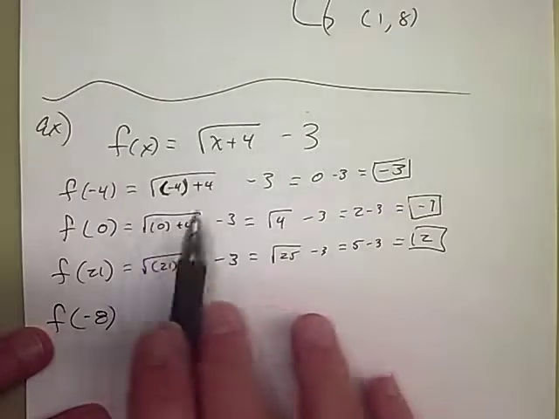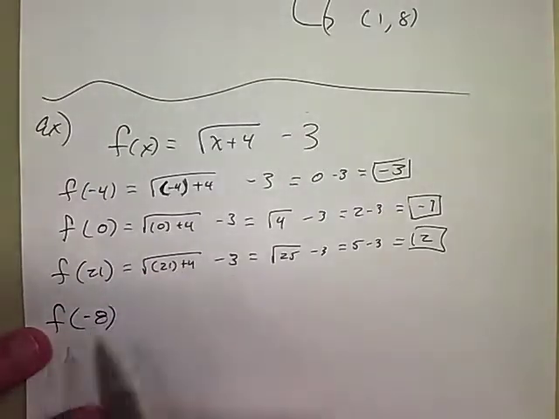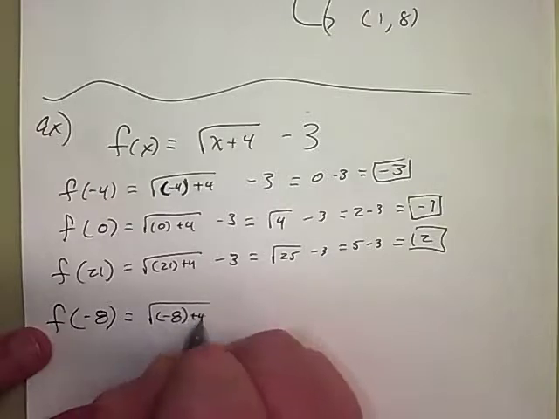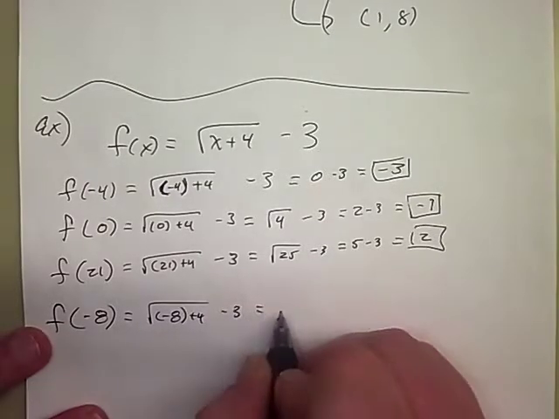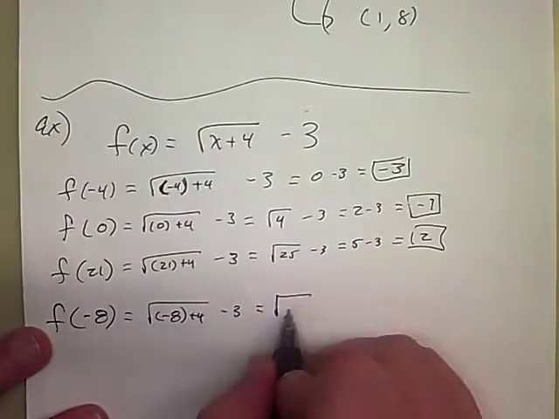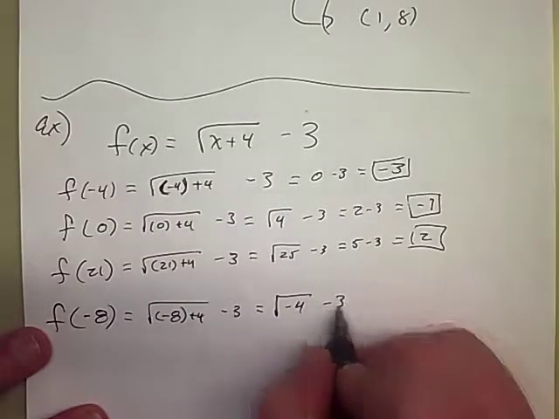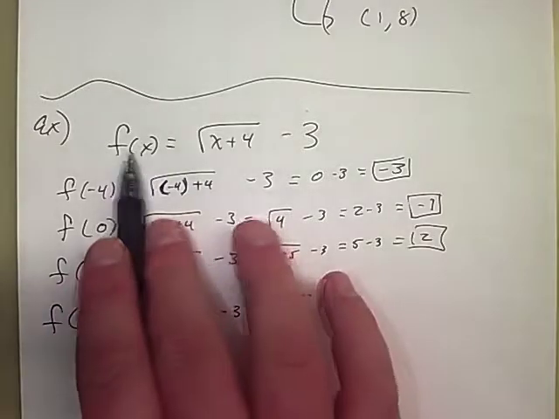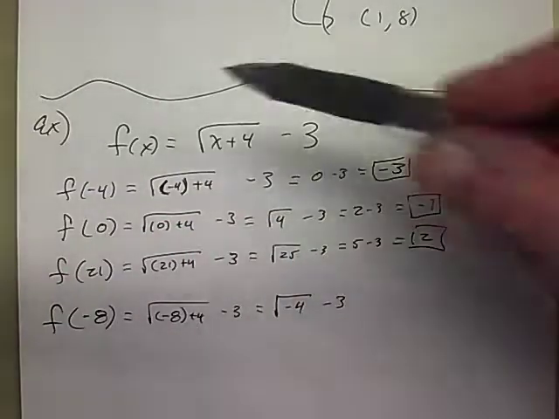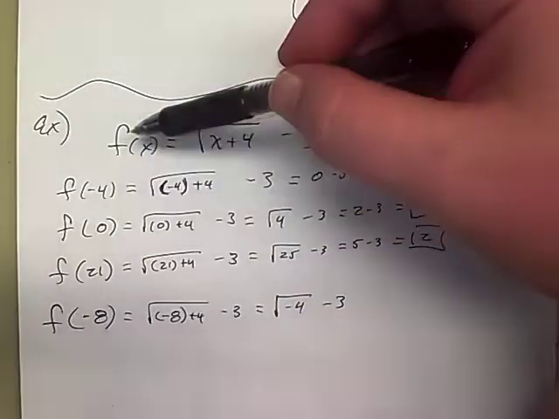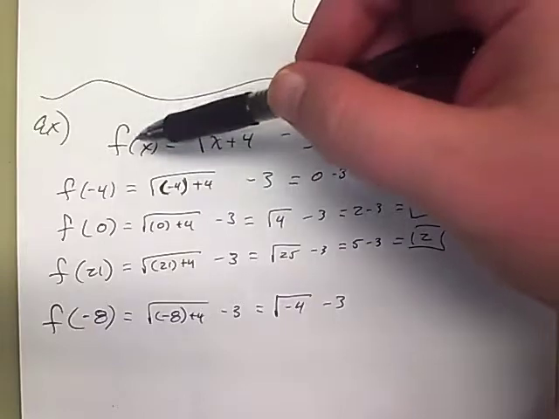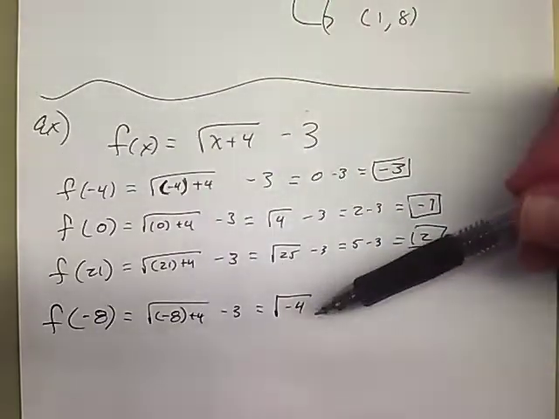So as you can see, all I'm doing is plugging the number in. Let's plug this last one in here. Here we go, the square root of -8 plus 4 minus 3. So now I get -8 plus 4. Well, that's -4. And now I need to take a second here. I'm dealing with functions. I'm not solving an equation. I'm trying to find y values. And is there such a thing, a y value?